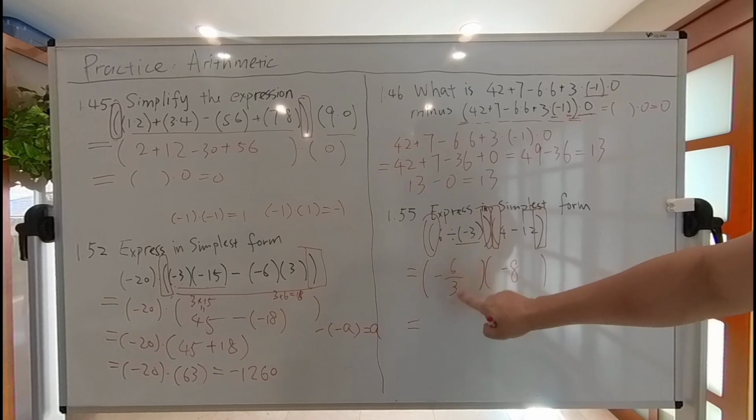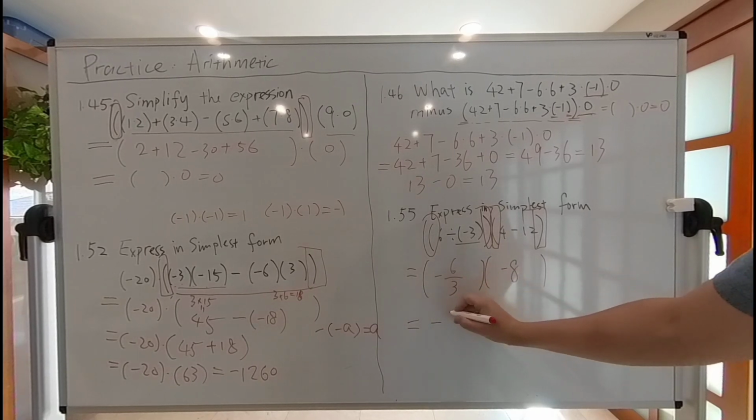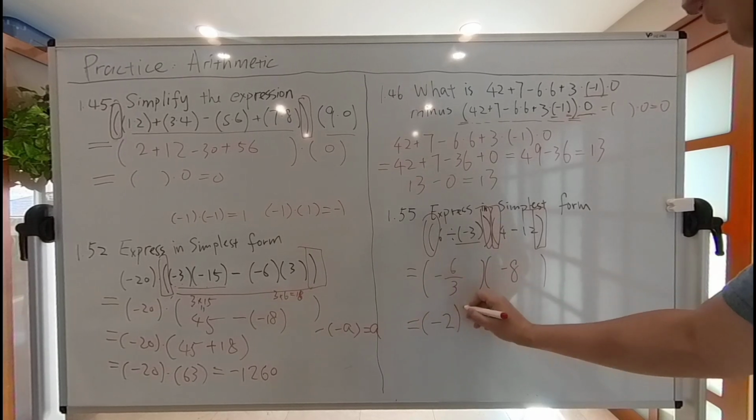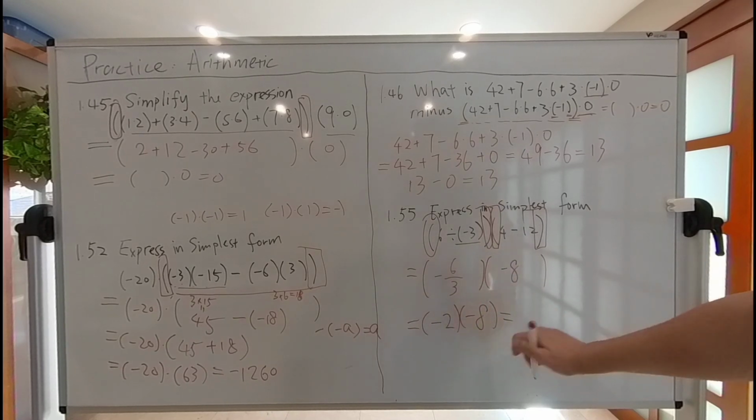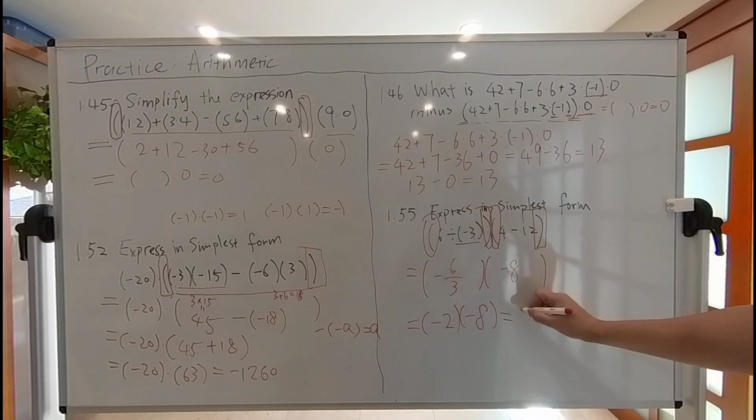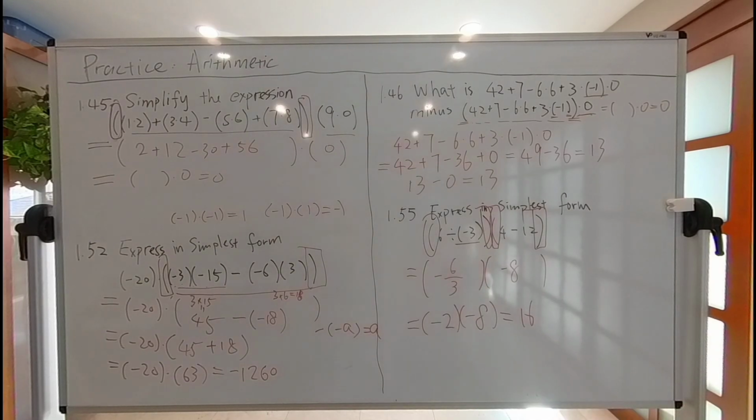And then this I can first simplify because 6 divided by 3 is 2. It's minus 2 times minus 8. And then negative, negative become positive. So it's just 2 times 8, which is 16.